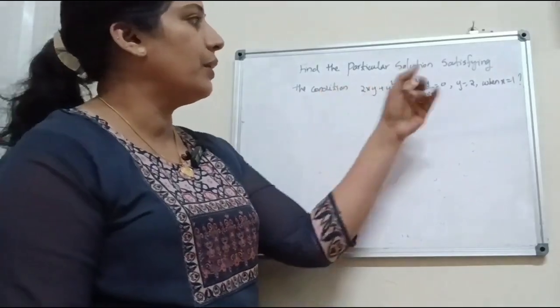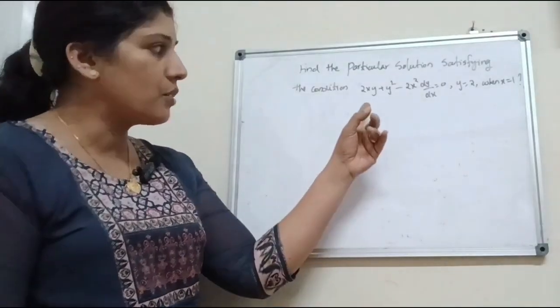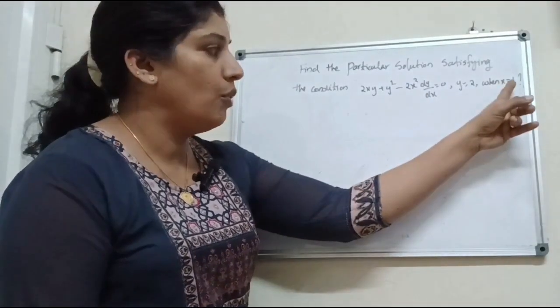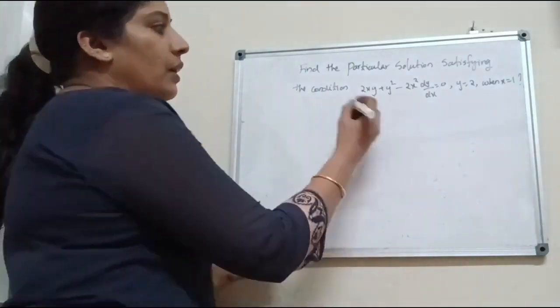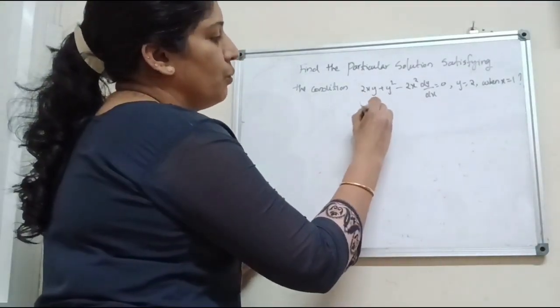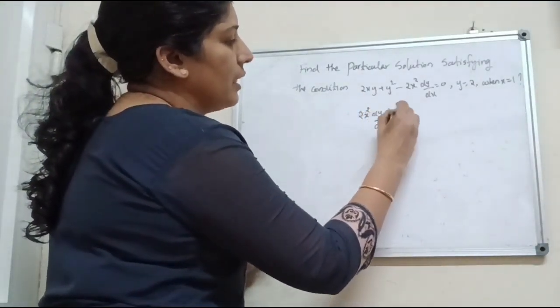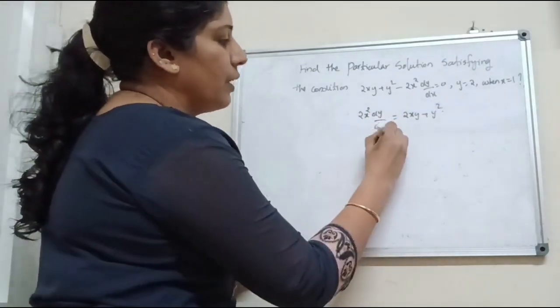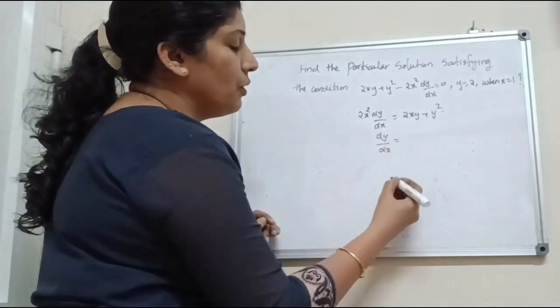Next question. Find the particular solution satisfying the condition 2xy plus y square minus 2x square dy by dx equal to 0. When x equal to 1, y value will be equal to 2. Now here the equation 2x square dy by dx equal to what? 2xy plus y square. Therefore, dy by dx, first we have to write into homogeneous form.